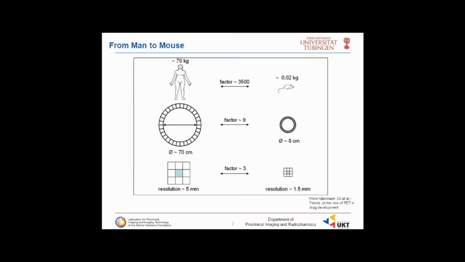Comparing preclinical and clinical systems, in the clinical scanner we have a spatial resolution of 5 millimeters, while in preclinical setups we usually have a spatial resolution of 1 to 1.5 millimeters. So this gains us only a factor of 3. So you see, we never reach a factor of 3,500 to have really comparable images in terms of spatial resolution or sensitivity like what we get in a clinical scanner.